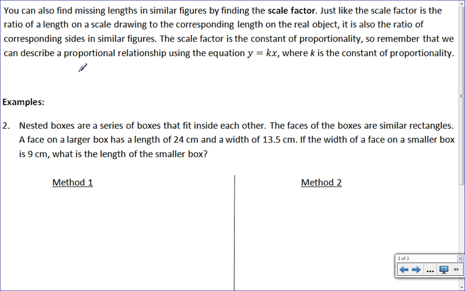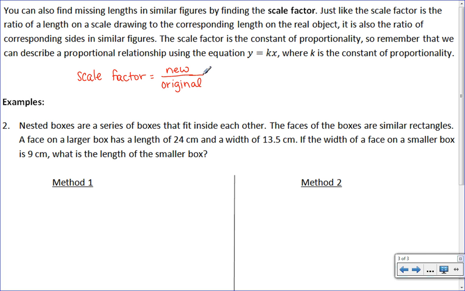So a good way to remember this for the scale factor when you're talking about similar figures, the scale factor is always equal to the new over the original. Now, when we're talking about similar figures, sometimes it won't be obvious which one's new and which one's the original. So think of the new figure as the one that you do not know the length of. You're trying to find the length of that one. So that will be the new figure.